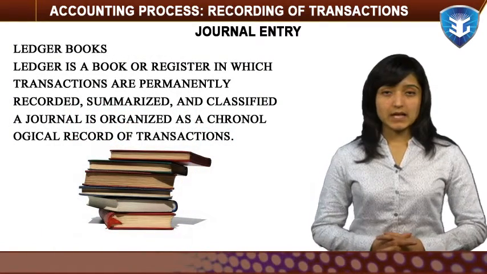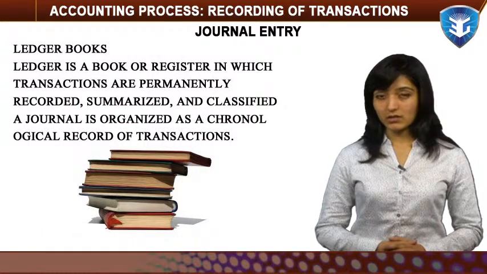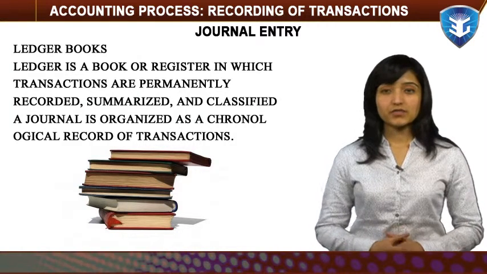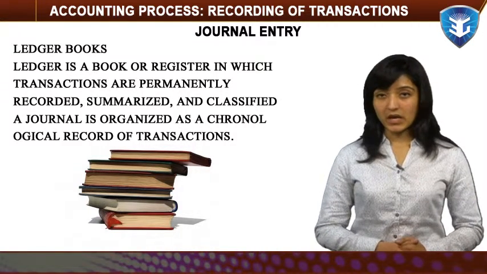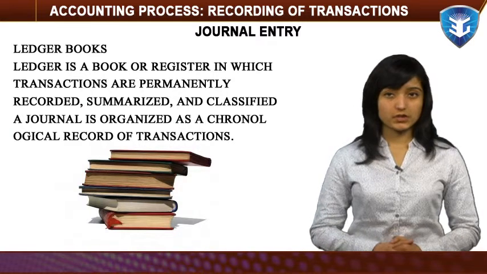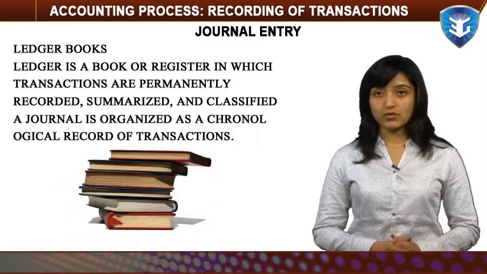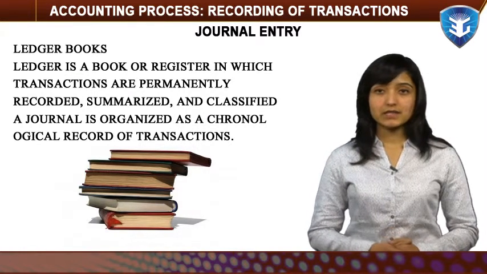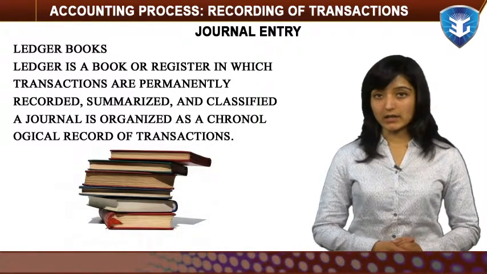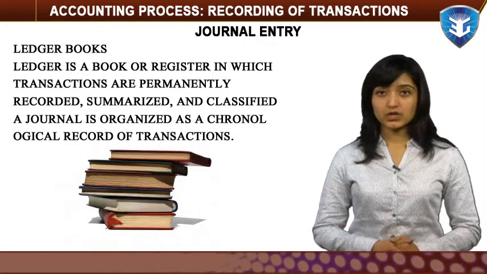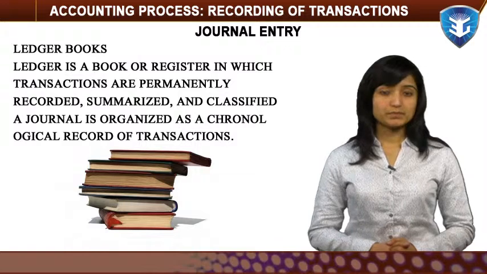Ledger books. Ledger is a book or register in which transactions are permanently recorded, summarized and classified. A journal is organized as a chronological record of transactions and a ledger is organized by account. The ledger accounts are arranged under particular headings and help in preparing the trial balance, after which the final statements are prepared. A ledger is also known as the principal book.